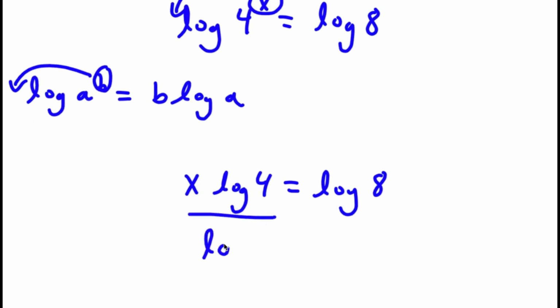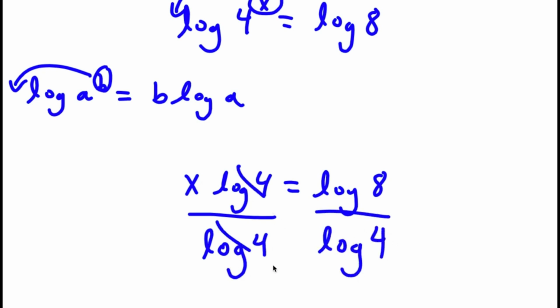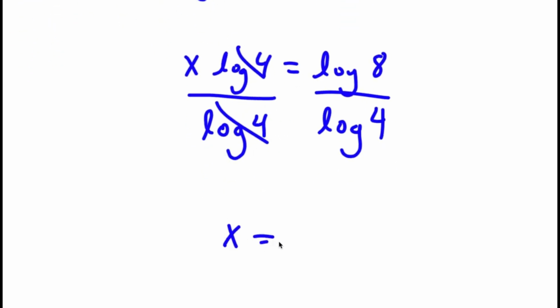Now I can simply divide both sides by log 4. These two cancel out, and I'll be left with x is equal to log 8 over log 4.